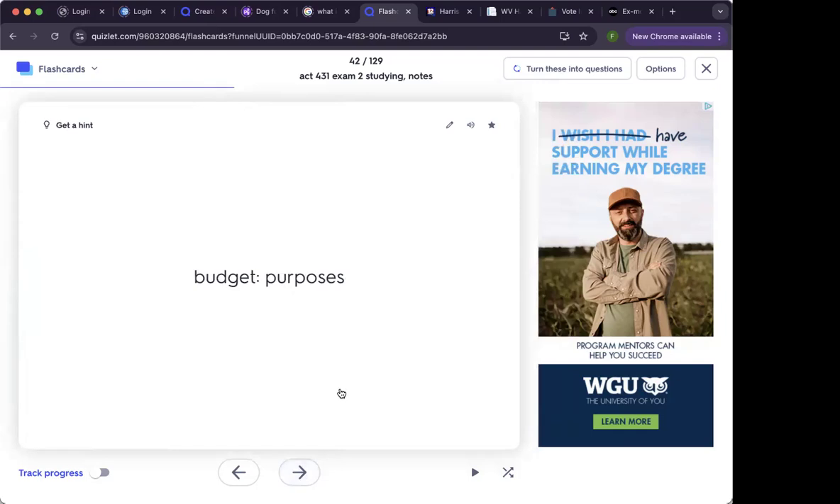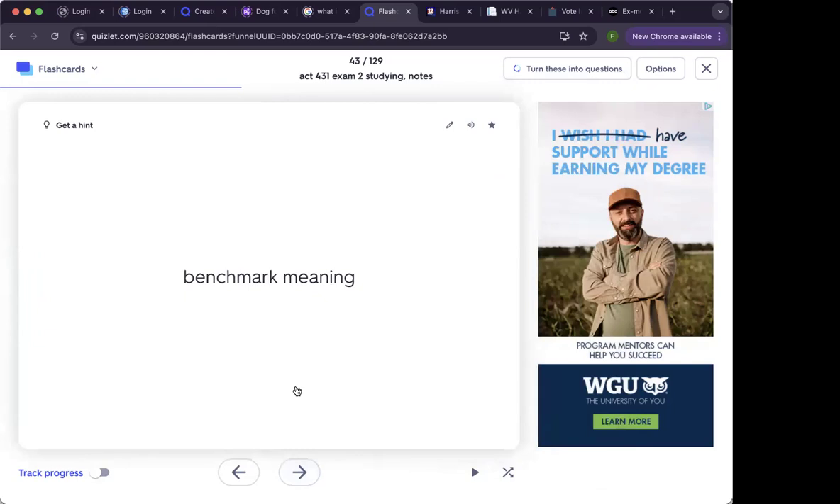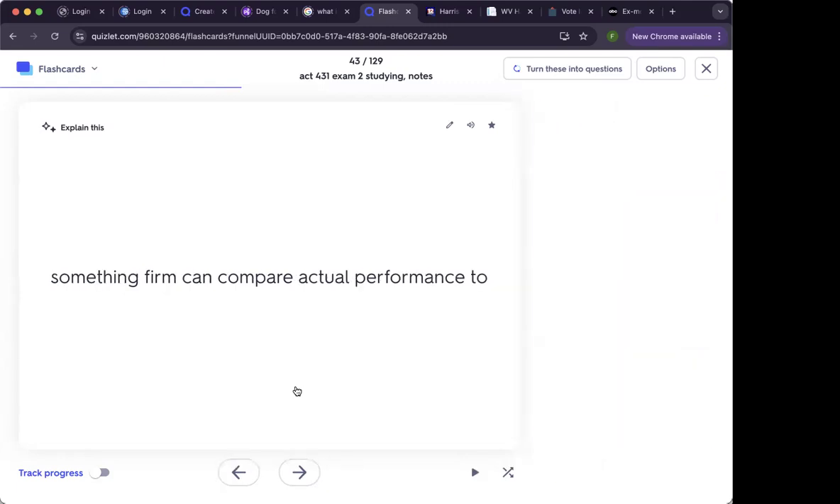Budget, the purposes of it. Benchmark, communication, coordination, motivate employees by giving them a target. What does a benchmark mean? That's something a firm can compare actual performance to. Like a target, or a measure where you're looking at your times from that 100-meter dash and you're saying, oh man, my best time was X, and I just got time Y, and time Y was less than X. So I need to do more to get back up to my personal best time X.